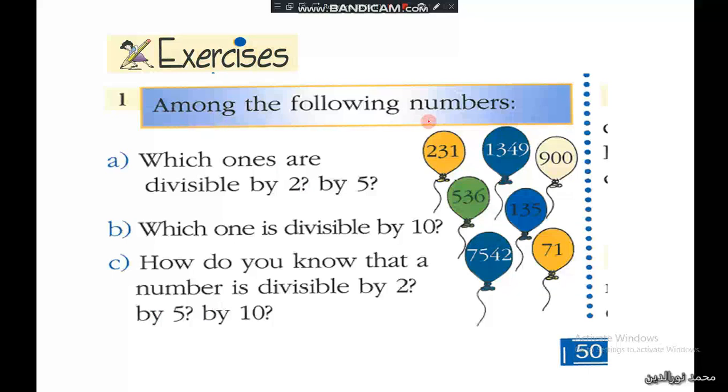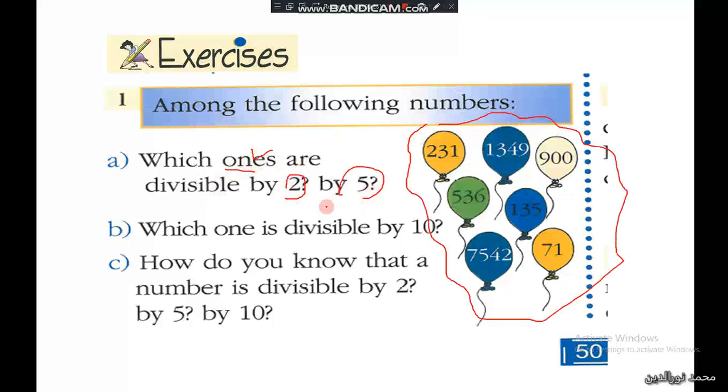Among the following numbers, we have these numbers here. Among the following numbers, which numbers are divisible by 2 and 5? And then, which one is divisible by 10? And finally, how do you know that a number is divisible by 2, 5, and 10?